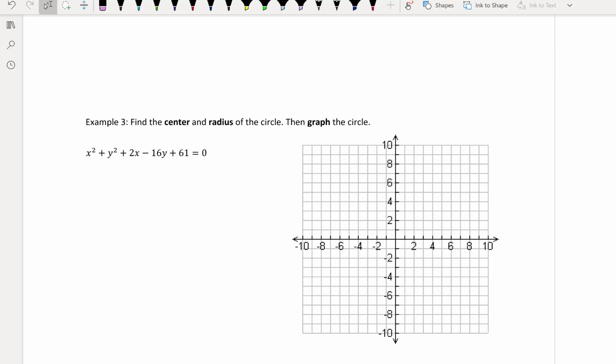So here, what we're going to do is make sure that our goal is to write it in that standard form, which is x minus h squared plus y minus k squared is equal to my radius squared. And the only way to do that is by using completing the square.